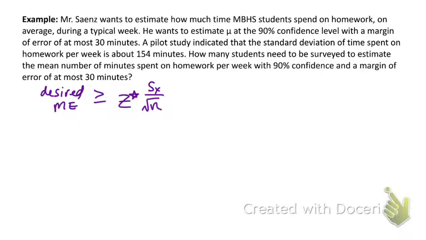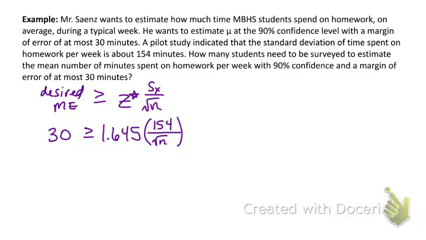Okay. All right, what is the desired margin of error? 30 minutes. Okay. Oh boy. The Z star critical value for 90%. Does anyone happen to remember it? 1.6. Look at you guys. 1.645. Nice. What is it for 95%? 1.96. You got it. Cool. All right. Standard deviation from a previous study or pilot study? 154 over the square root of the sample size, which is what we're going to solve for.